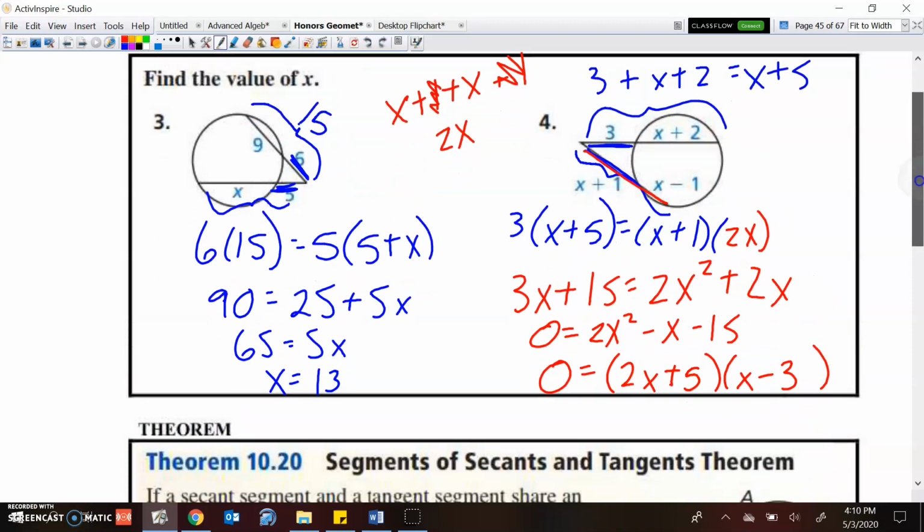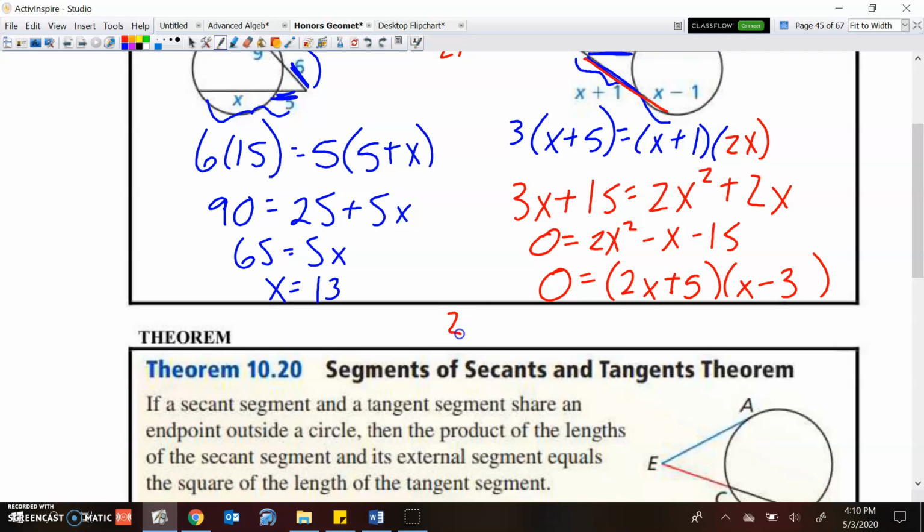So now what I'm doing is I'm going to set each of these equal to 0. So 2x plus 5 equals 0. Subtract 5. 2x equals negative 5. Divide, I get x equals negative 5 over 2. And for the other one, x minus 3 equals 0, so x equals 3. So these are my two answers.